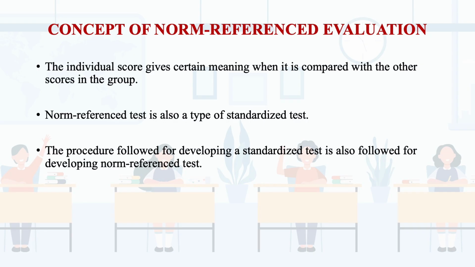So that's why it may be reliability, it may be validity, it may be norm, it may be usability, and it may be objectivity. So all such steps are followed in a standardized test. That's why in a norm referenced evaluation, standardized tests are used. And further, the procedure followed for developing a standardized test is also followed for developing the norm reference test, when marks are evaluated with reference to average.